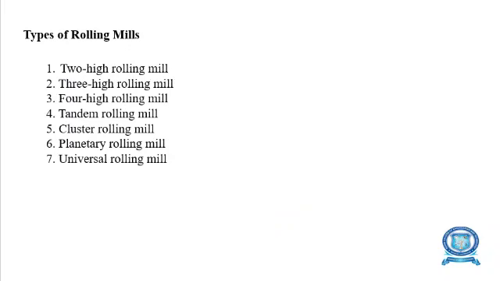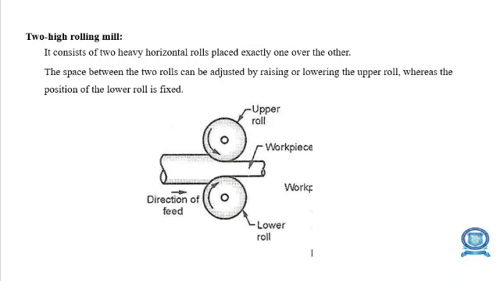The types of rolling mills are: 2 high rolling mill, 3 high rolling mill, 4 high rolling mill, tandem rolling mill, cluster rolling mill, planetary rolling mill, and universal rolling mill. First one is the 2 high rolling mill.